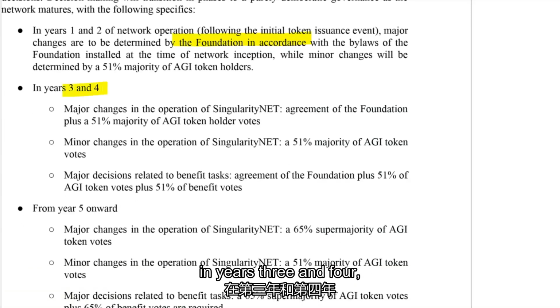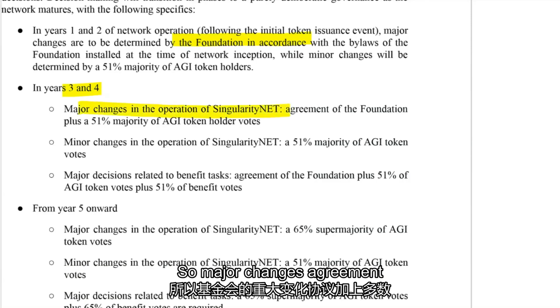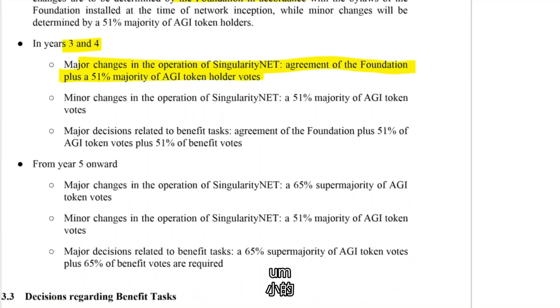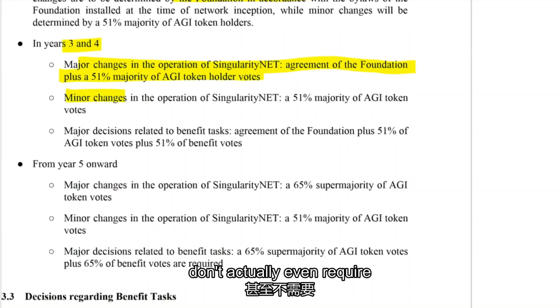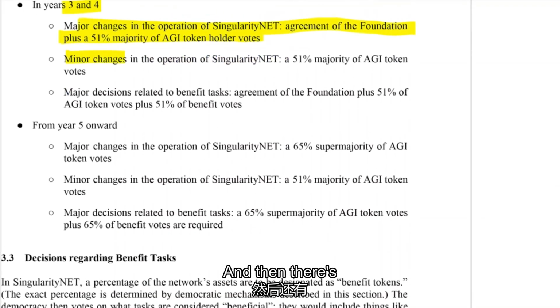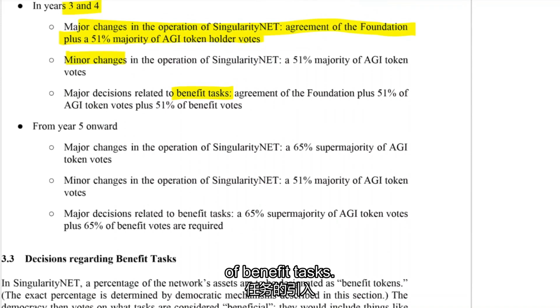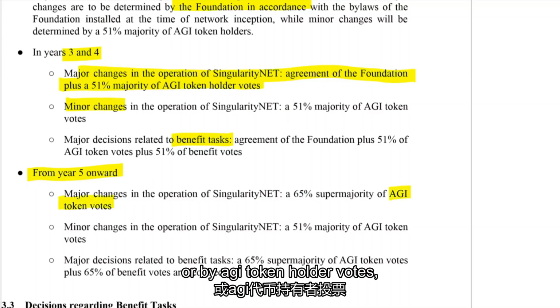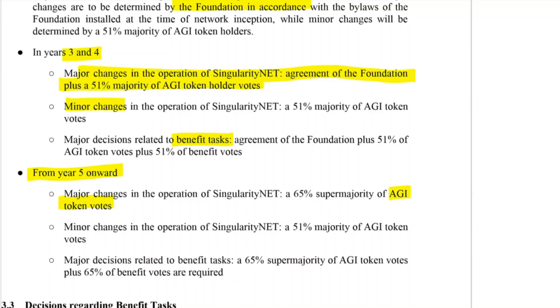In years 3 and 4, they transition. So major changes require agreement of the foundation plus a majority AGI holder vote. Minor changes don't actually even require the foundation. And then there's also this introduction of benefit tasks. And from year 5 on forward, the foundation is gone, and it's only done by AGI token holder votes, which are logarithmic, such that rich people don't have too much power.